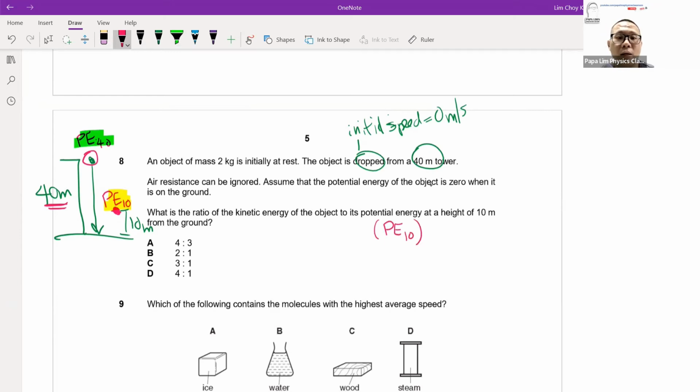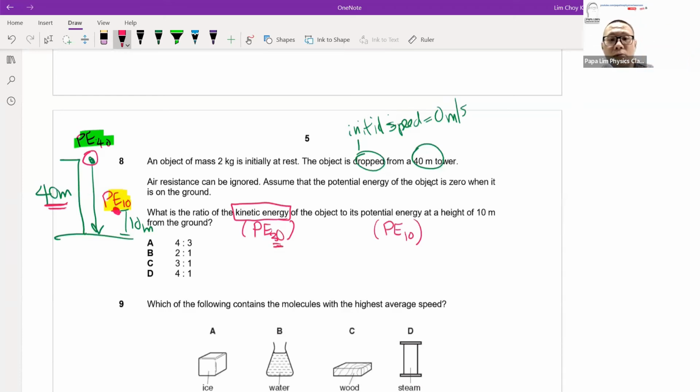And so what happened to the kinetic energy? This is what we call conservation of energy. At the beginning, I have potential energy due to 40 meter, and at the end of the day, I have potential energy only worth 10 meter. So where does the remaining kinetic energy come from? It's actually converted from the potential energy. The remaining 30 meter worth of potential energy is converted to kinetic energy, ideally.